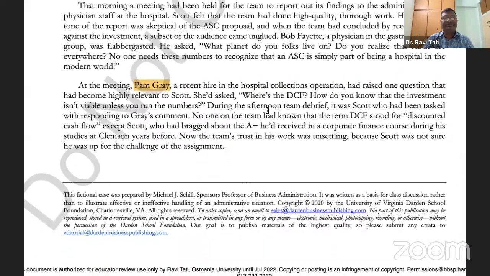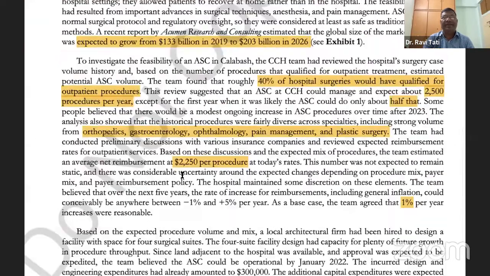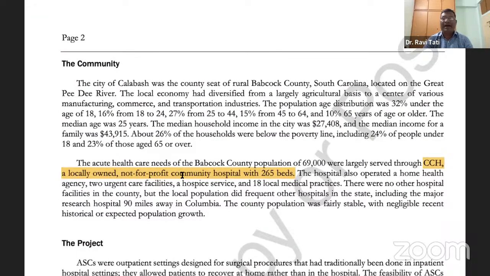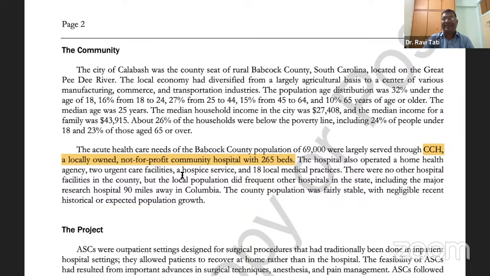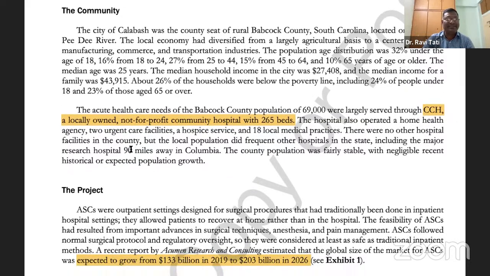Palm Gray is one name. Scott is a name you already know. Then, you see, I have highlighted just like a student. So it's a not-for-profit community hospital with 265 beds, and these are the facilities it has. Now, I said 60 miles, it is 90 miles away. 90 miles comes around 120 kilometers. So for about 120 kilometers, there's no hospital competing with the CCH.